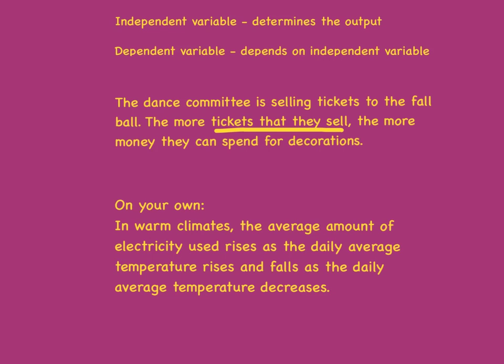Okay? What is dependent on the amount of tickets that they sell is the money that they can spend for decorations. If they sell a lot of tickets, then they can spend a lot of money on decorations for their ball. If they don't sell a lot of tickets, well, they don't have a lot of money to spend for decorations. So that we would call our dependent variable. Check out the next one on your own, and as I read it, see if you can identify which one is dependent and which one is independent.